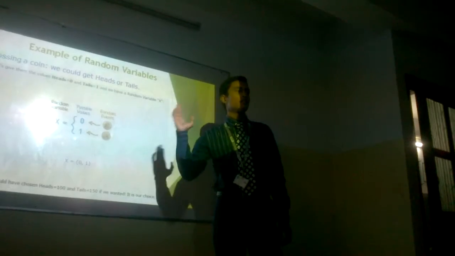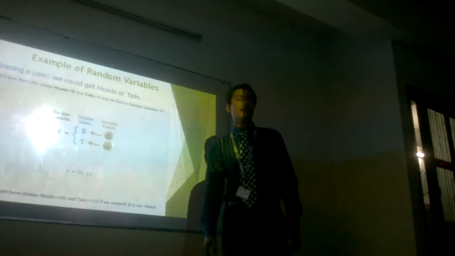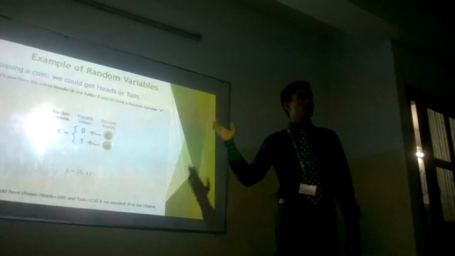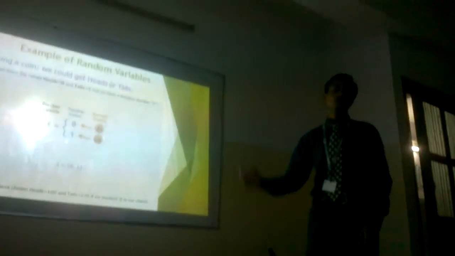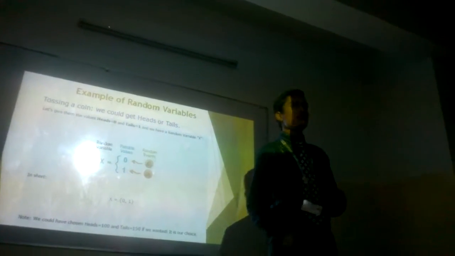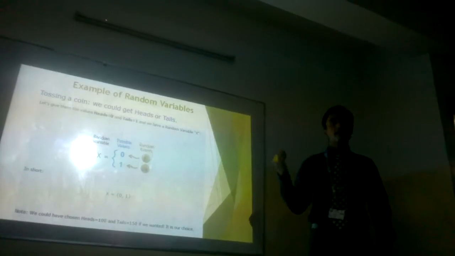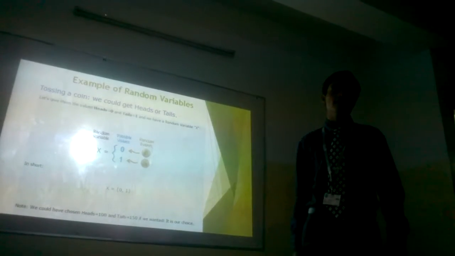My topic is example of random variable and difference between random variable and variable. At first, I describe example of random variable. Such as when we toss a coin, we get two outcomes, only one: head or tail.